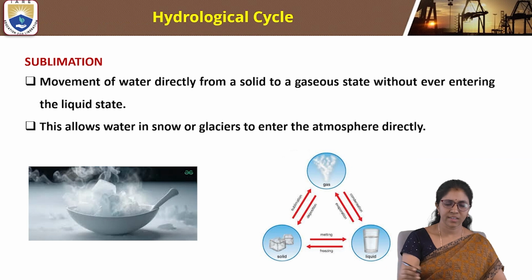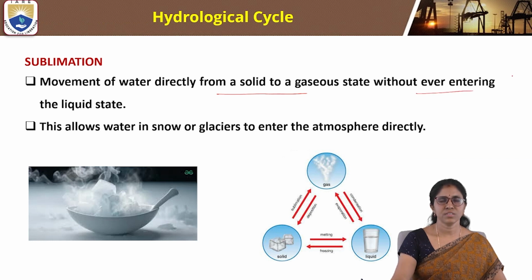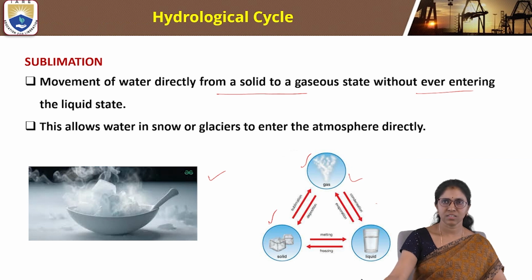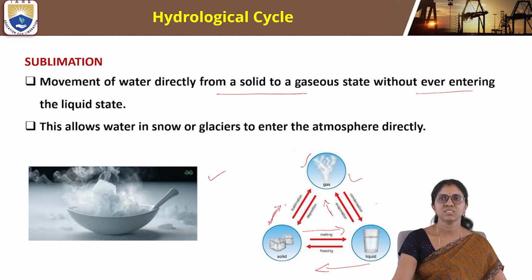Sublimation is the movement of water directly from a solid to a gaseous state without ever entering the liquid state. Sublimation means direct conversion of solid into gas. The process in which gas is converted into liquid is called condensation. The process of converting liquid into solid is freezing. The process of converting solid into liquid is melting. The conversion of liquid into gas is evaporation. The direct conversion of solid into gas is called sublimation.